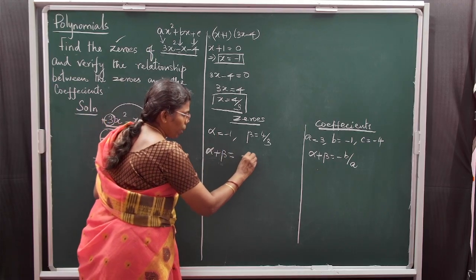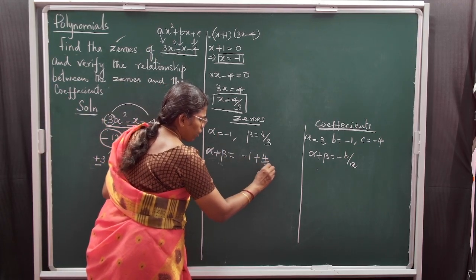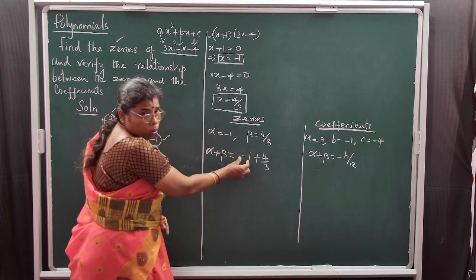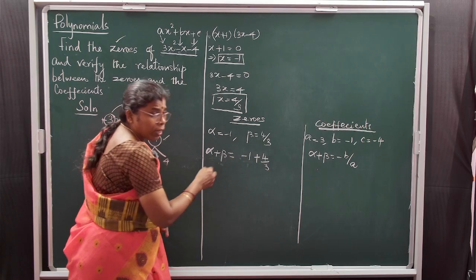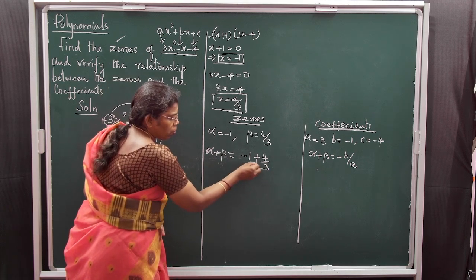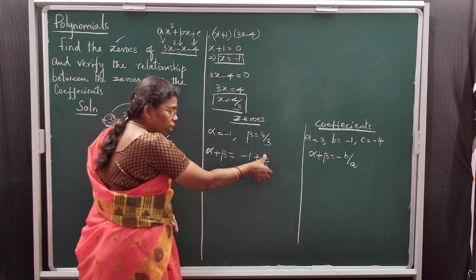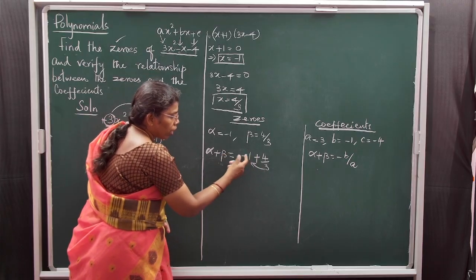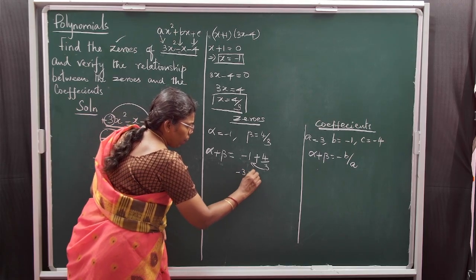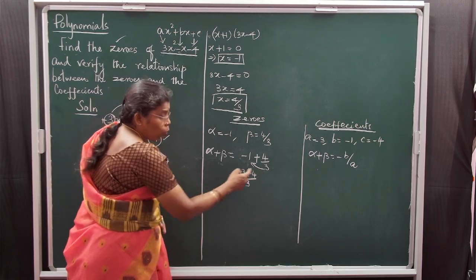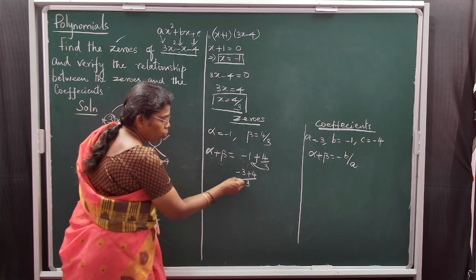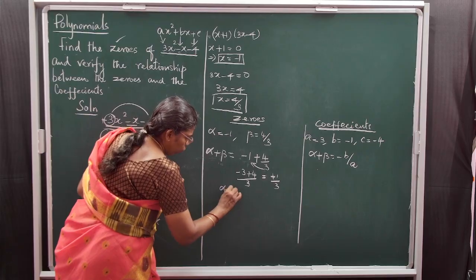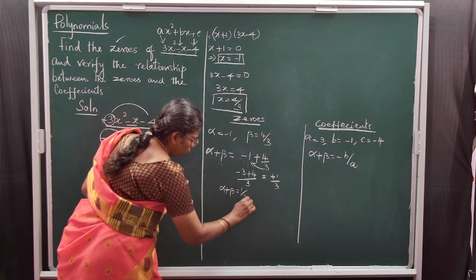So what is alpha? Minus 1. What is beta? 4 by 3. Minus 1 and 4 by 3 I am going to add. Actually this is a fraction, this is a whole number. Instead of writing by 1 and taking LCM, we can do the cross multiplication. If you have one fraction and one whole number, instead of LCM, we can do the cross multiplication. So 3 into minus 1 is minus 3 plus 4 by 3. Once you do the cross multiplication, it will become whole. So minus 3 plus 4 is plus 1 by 3. That is, alpha plus beta is equal to 1 by 3.